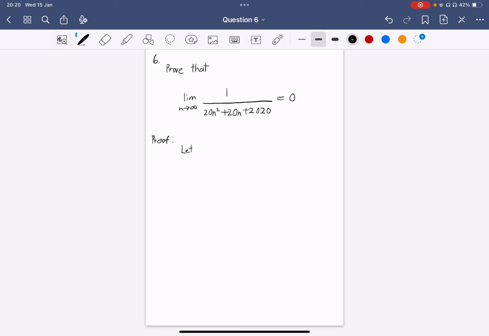we want to let epsilon be greater than 0, and we want to choose a value m, which is a natural number, such that, because it's a fraction, we want to choose 1 over m to be less than epsilon, right?